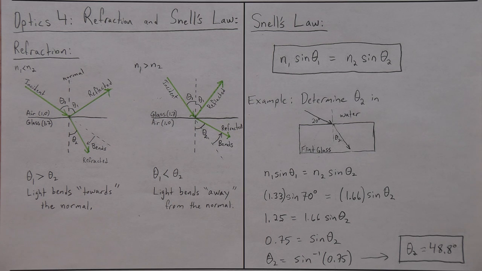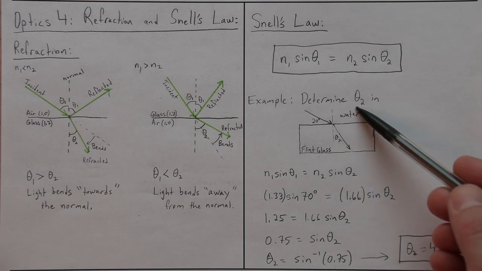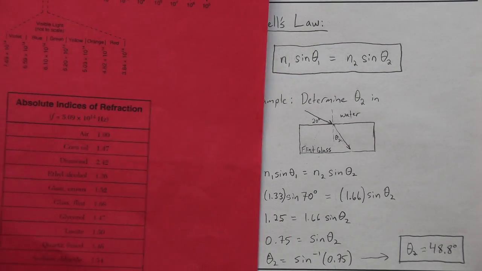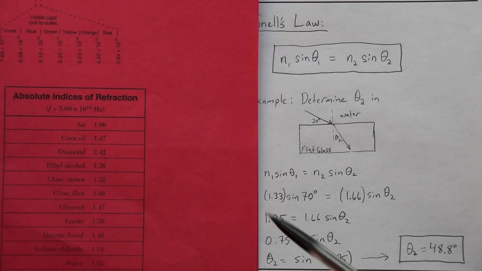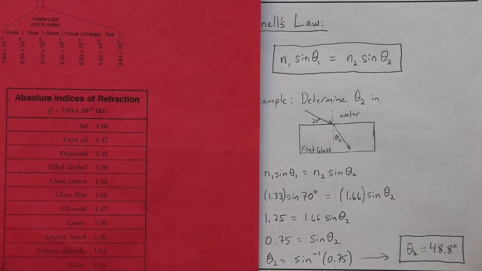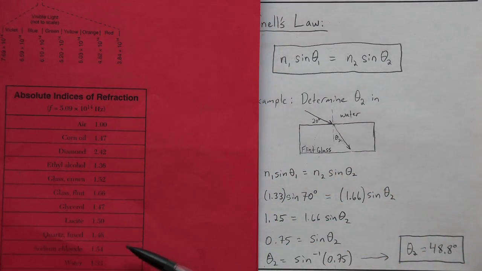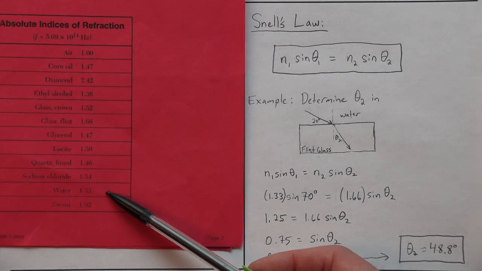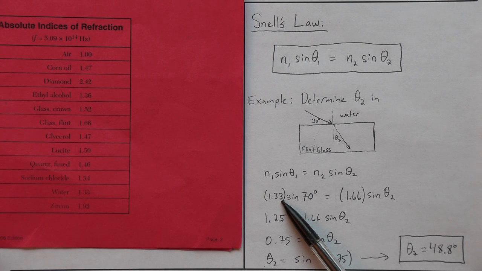So here's how we do the calculation. We start with Snell's Law. We write it out, as always, in the Regents. We go to the reference table. We have to look up water and flint glass, the indices of refraction. So I go to page 2, and right here I see water, which is right here. Water, 1.33. So that goes right here.